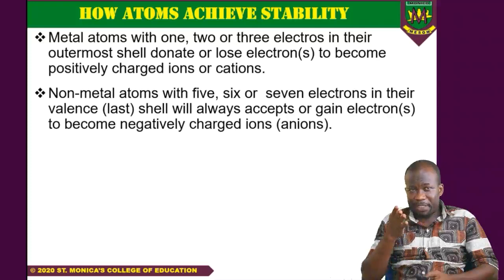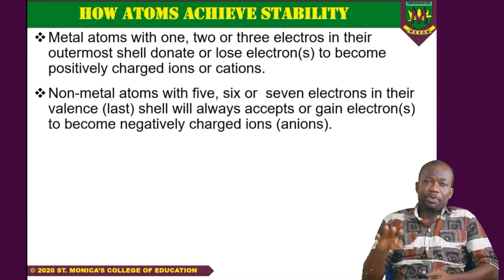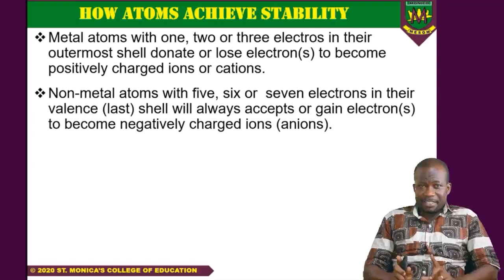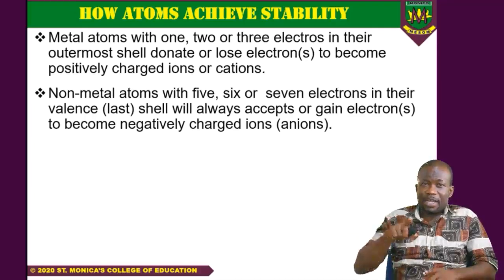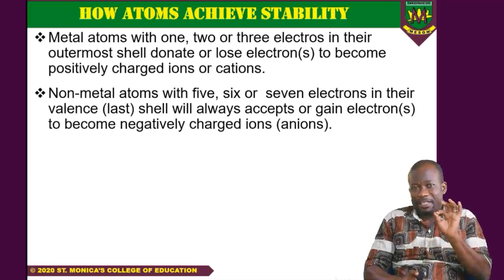Now talking about non-metals with 6, we can mention sulfur. Oxygen is also another example. When you pick sulfur, for instance, it has atomic number 16, and so its configuration is 2, 8, 6. It means that the 6 on the last shell is not making it stable because it needs 8.